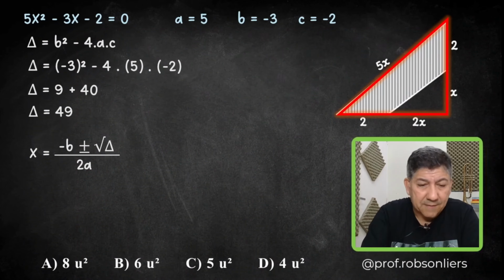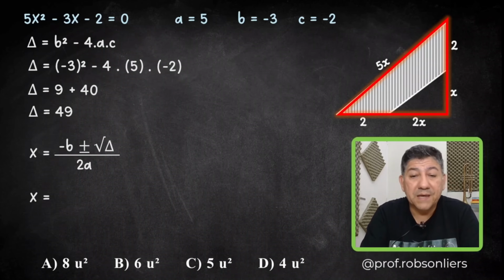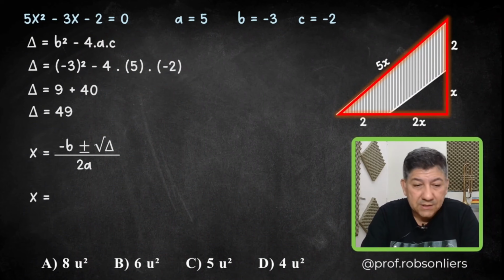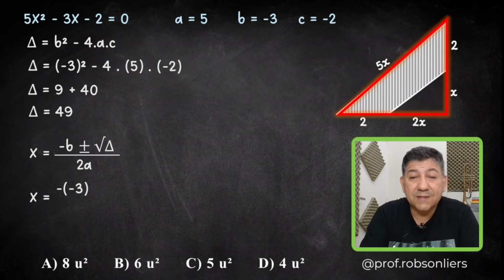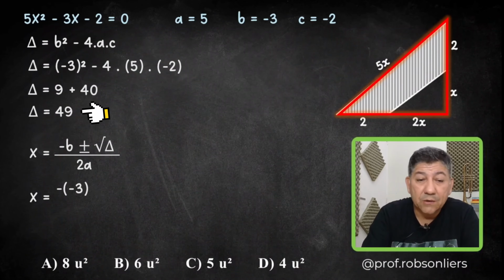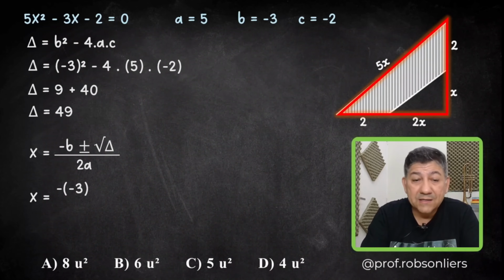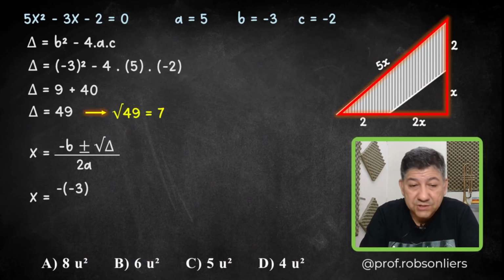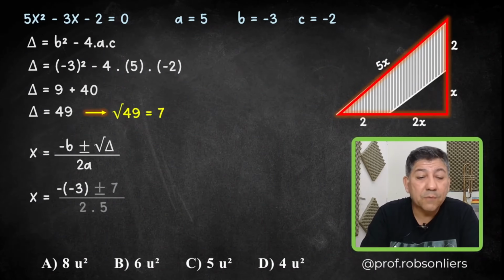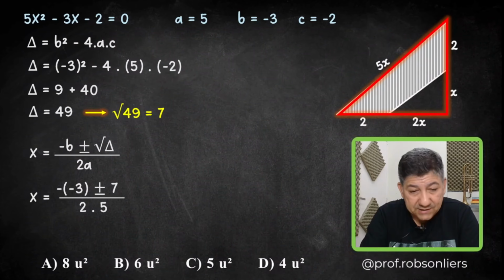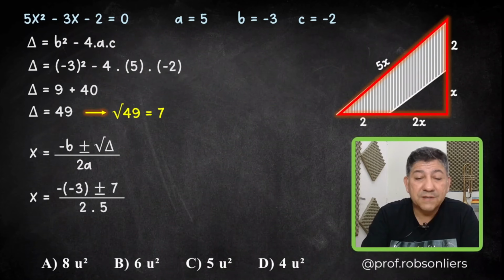So let's go. Isn't x equal to minus b plus or minus the square root of delta over 2a? So x is going to be equal to minus b. What is b? Isn't it minus 3? So minus b, which is minus minus 3, plus or minus the square root of delta. Here we already know that delta is equal to 49. So the square root of 49 is equal to 7. So it will be minus b, that is plus 3, plus or minus the square root of delta, which is 7. All of that over 2 times a, which is 5. So all of that over 2 times 5.